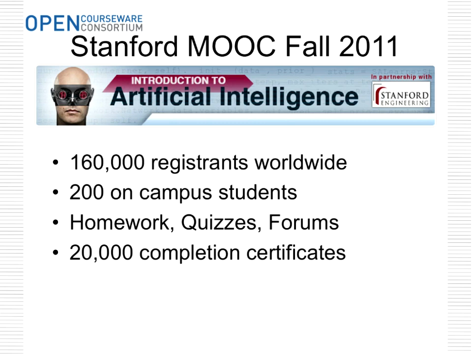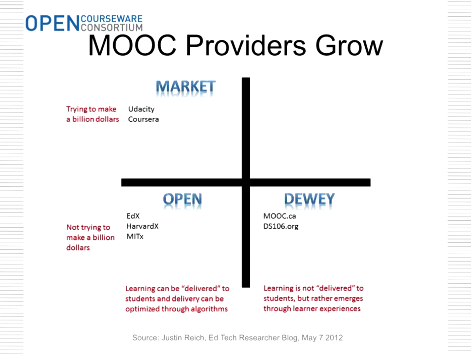But all of us know that last fall Stanford offered that artificial intelligence MOOC, which really ignited the MOOC industry. 160,000 registrants worldwide. By the end of December, Dr. Sebastian Thrun, one of the instructors in the course, founded Udacity, which was, I think, the first for-profit MOOC provider back last December. And it's been a wild ride ever since.